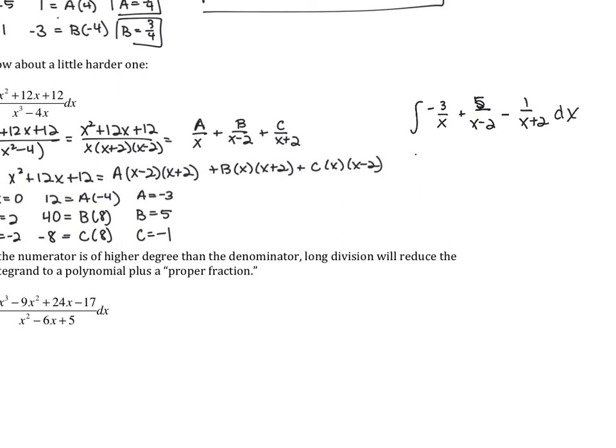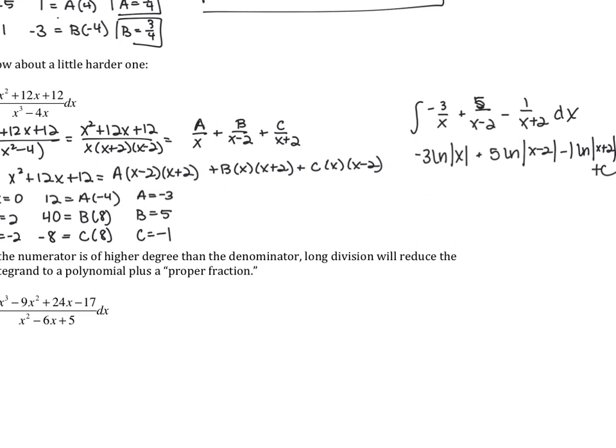Integrating this, I will get negative 3 times the natural log of the absolute value of x, plus 5 times the natural log of the absolute value of x minus 2, minus 1 times the natural log of the absolute value of x plus 2, plus c. So it wasn't so bad. It's a little bit different in its decomposition. There's a few more factors, and we have to deal with each of those factors.